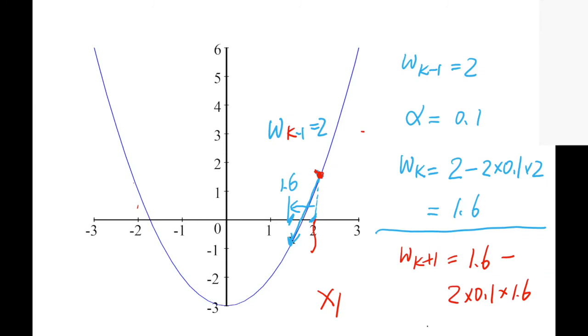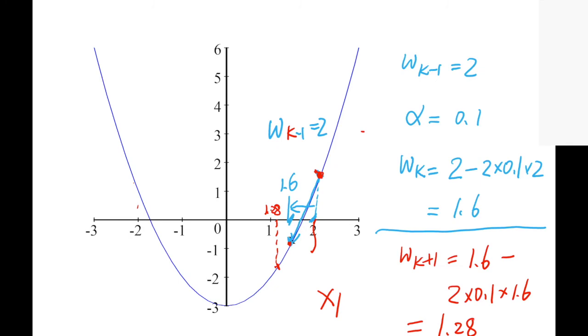Yes, that's actually true. So what does 1.6 minus 0.32 give? I get 1.28. So now I moved a little bit more again, mapping to this point, 1.28, which is my W(k+1).